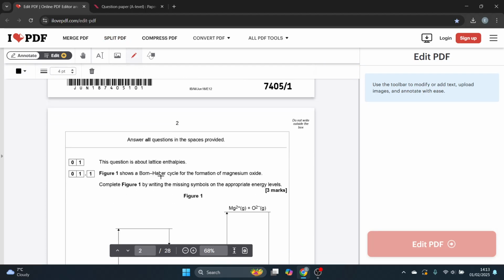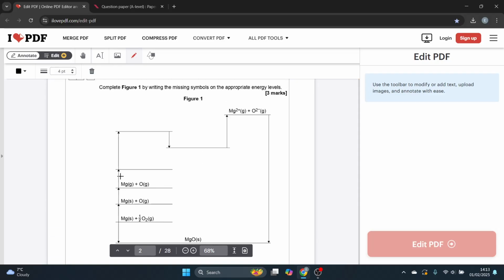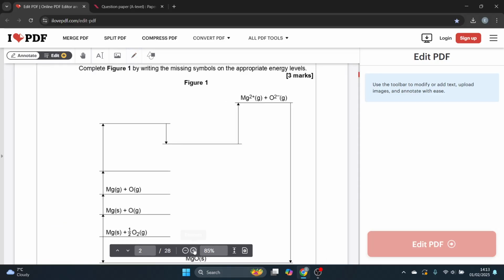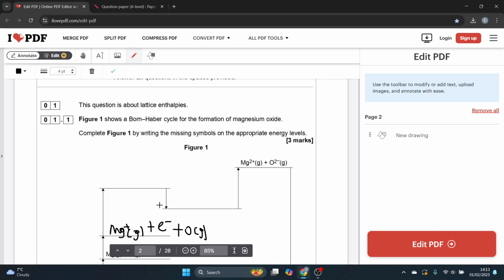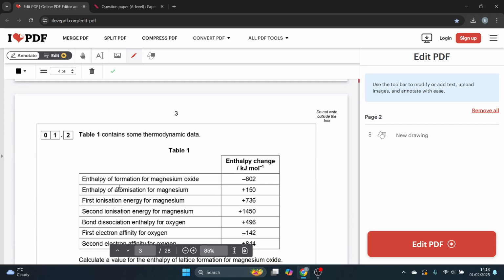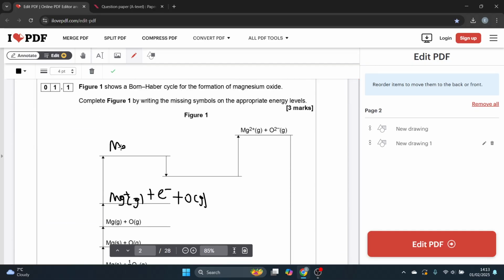Question 1. Complete figure 1, which is a Born-Haber cycle. So this one is obviously going to be the first ionization energy of magnesium, the second ionization energy for magnesium, and of oxygen.